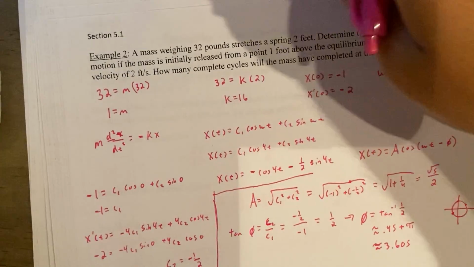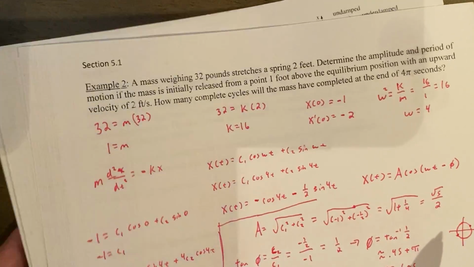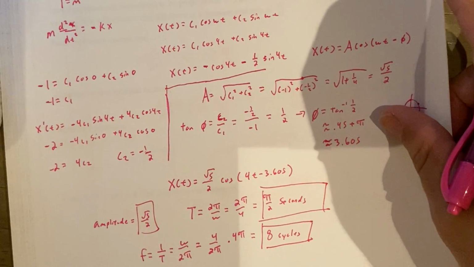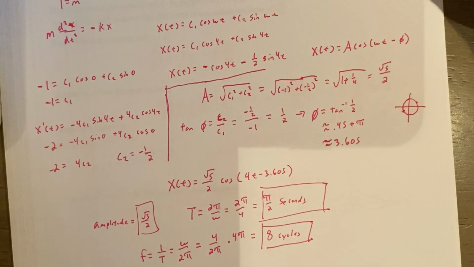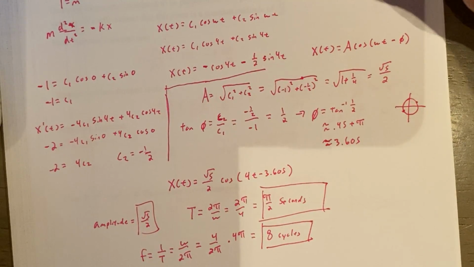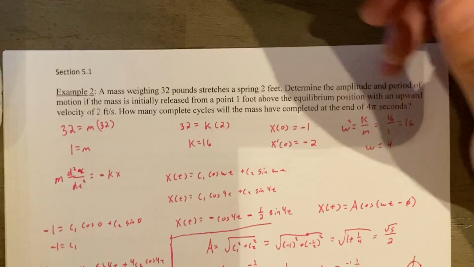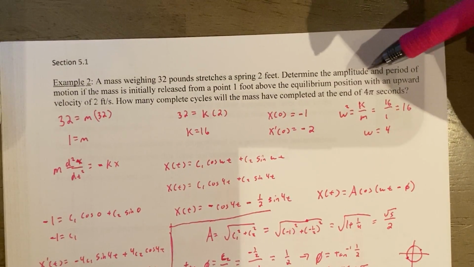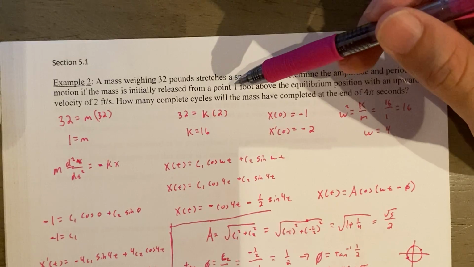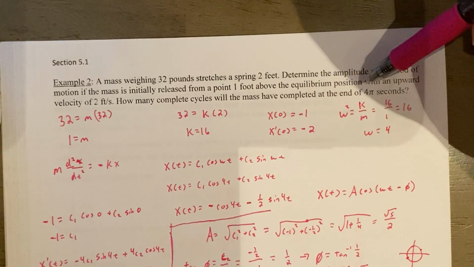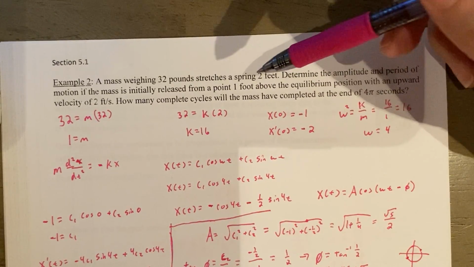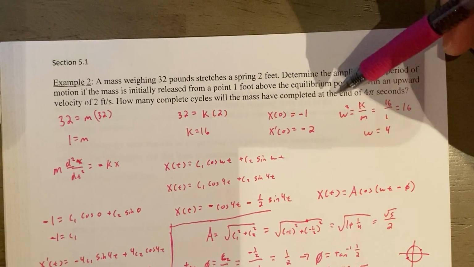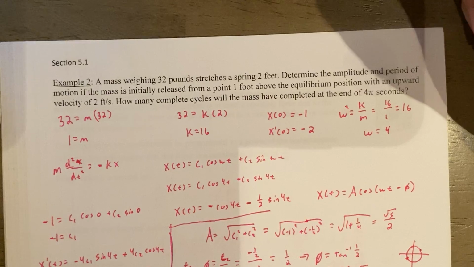Alright, welcome to page 3. This is example 2: a mass weighing 32 pounds stretches a spring 2 feet. Determine the amplitude and period of motion if the mass is initially released from a point 1 foot above the equilibrium position with an upward velocity of 2 feet per second. How many complete cycles will the mass have completed at the end of 4 pi seconds?